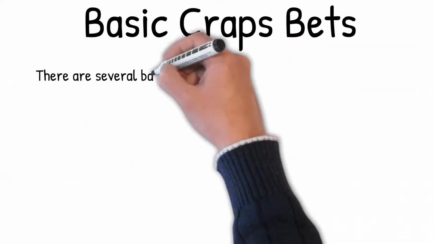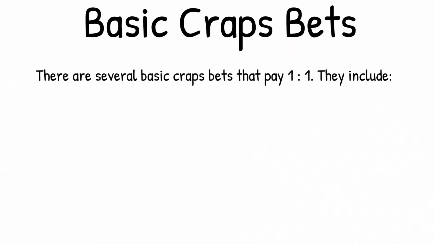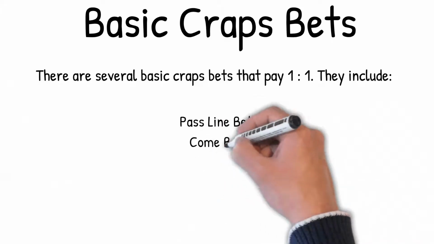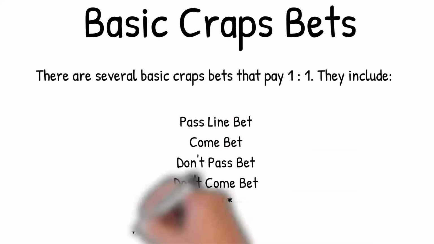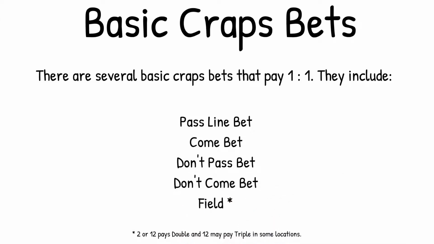Basic craps bets. There are several basic craps bets that pay 1-to-1. They include pass line bet, come bet, don't pass bet, don't come bet, and the field. The 2 or 12 pays double, and 12 may pay triple in some locations.